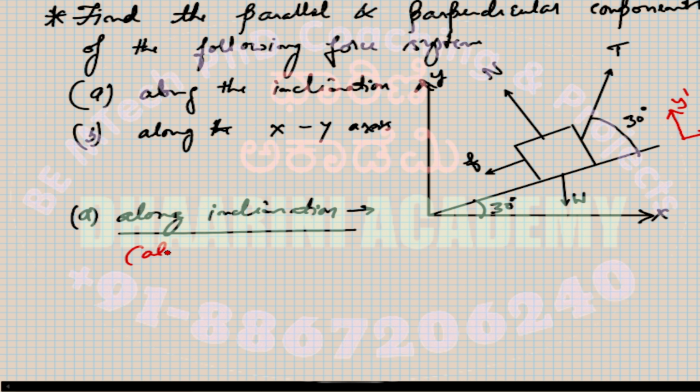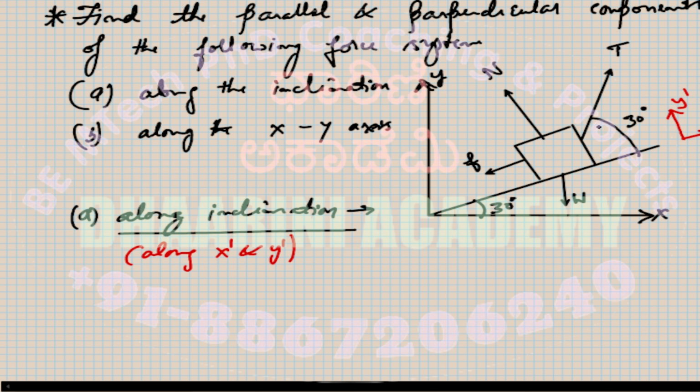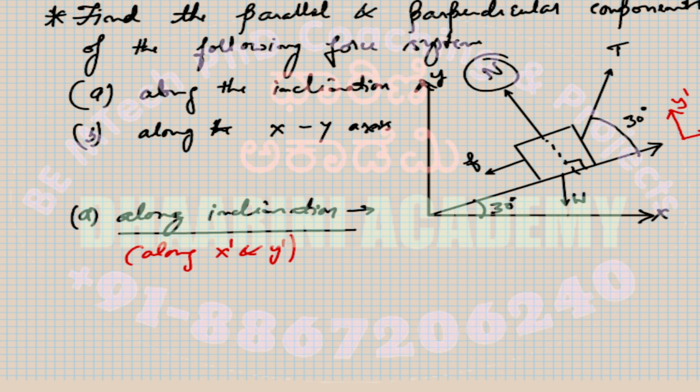So this is along x dash and y dash. This is what I need to split. So I just have to tilt this diagram so that I can visualize. Now this is the x dash axis, and the normal itself is the y dash axis, because the normal makes a 90 degree angle with this. That's the part of the question. Now I just have to split every force along x dash and y dash.